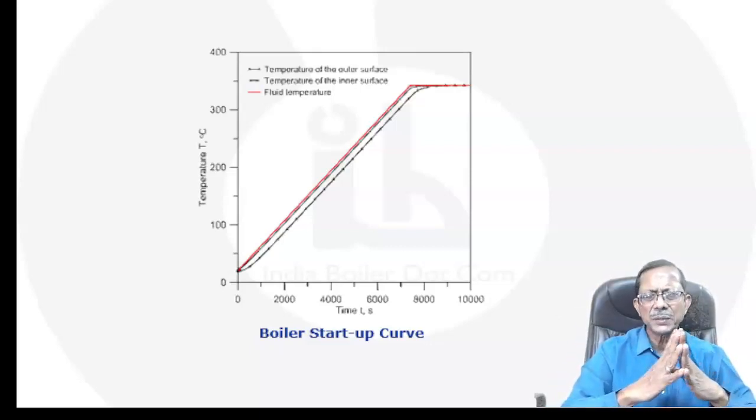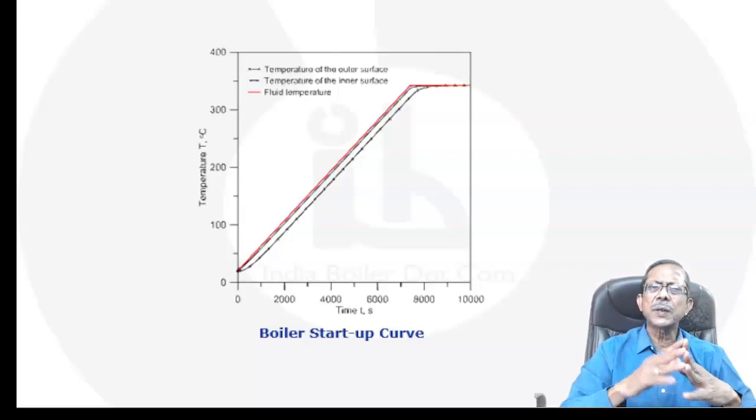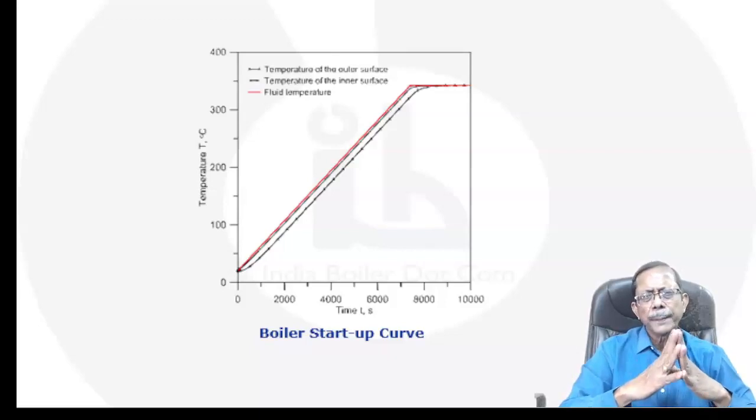Usually the drum metal temperature and the fluid temperature in the drum is measured with this particular one, right? And drum metal temperature is measured everywhere. Now this startup curve, if you can maintain, then you need not worry about this overheating issue. But unfortunately, many a times it is not possible.